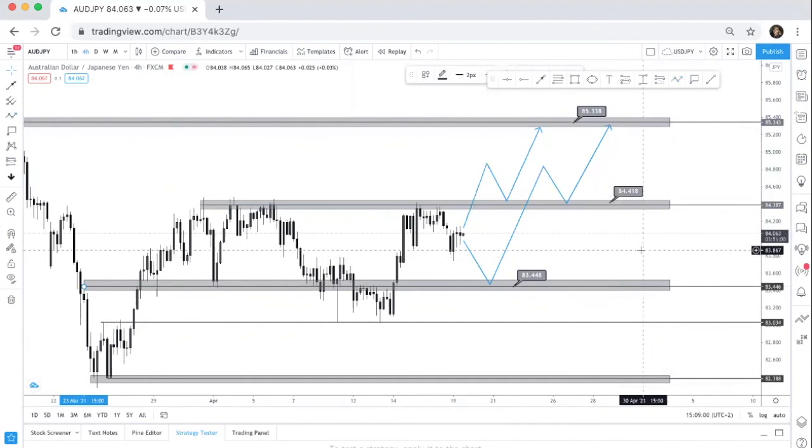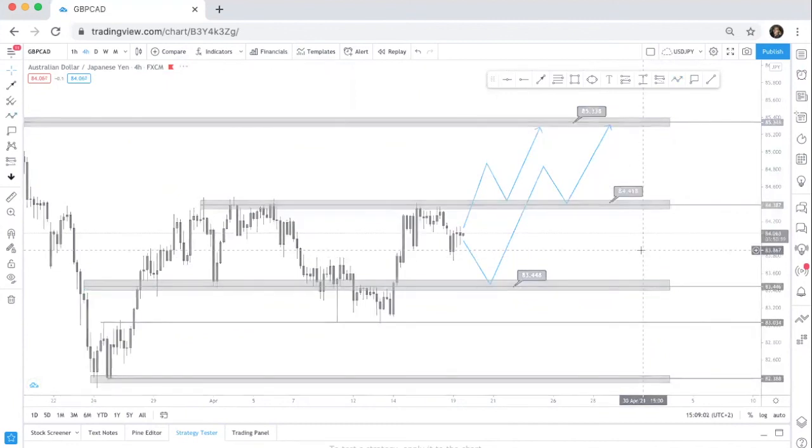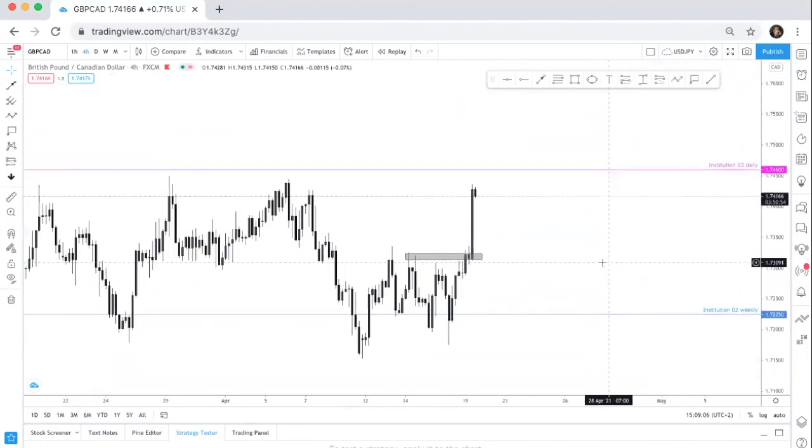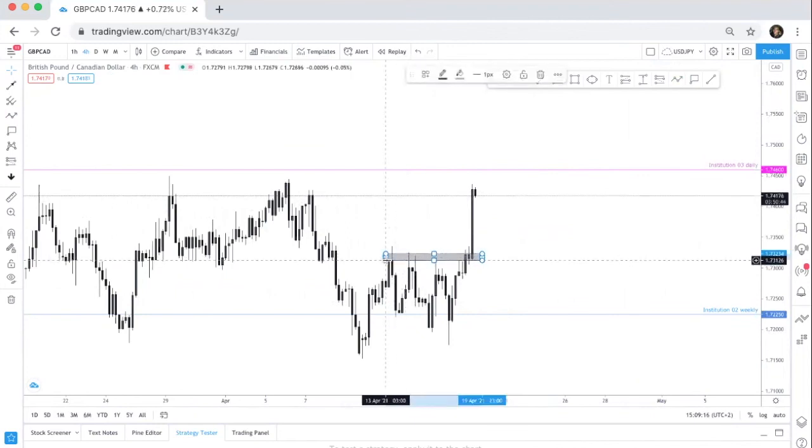And then the last pair that we'll be looking at today, oh no, the second last pair, sorry, is GBPCAD. As you can see, we have bounced at our weekly zone right here, and we're pushing up nicely to our daily. However, we have broken recently through this area right here with no retest.